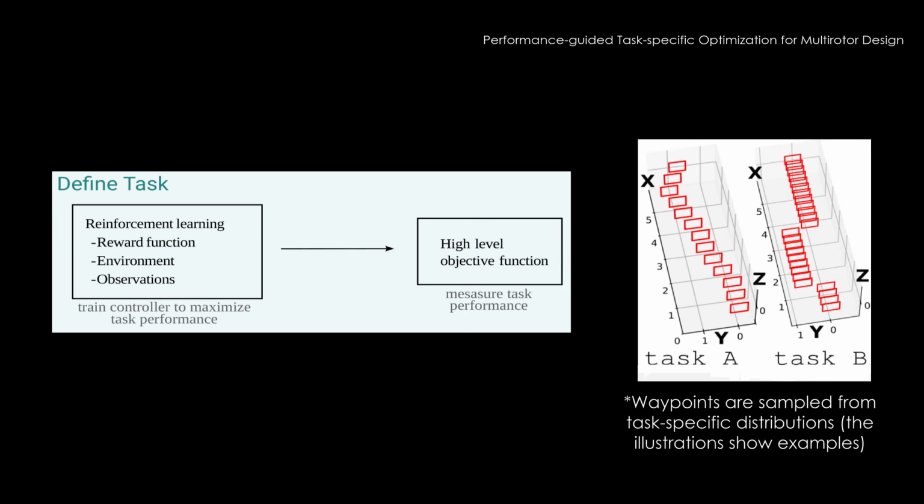Task B refers to agile navigation with last resort obstacle avoidance. Waypoints are placed at 0.25 meters from each other with occasional sharp lateral changes. In both cases, task performance is measured as the number of waypoints that the airframe crosses in 5 seconds. It is important to note that different waypoints are sampled randomly from these specific distributions each time.